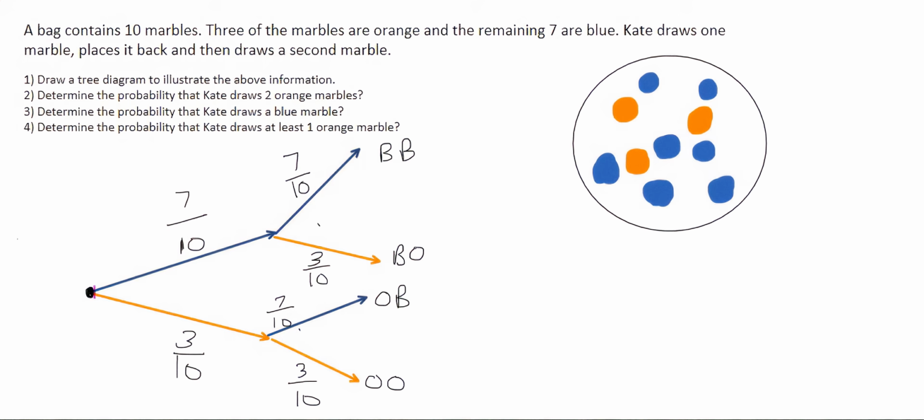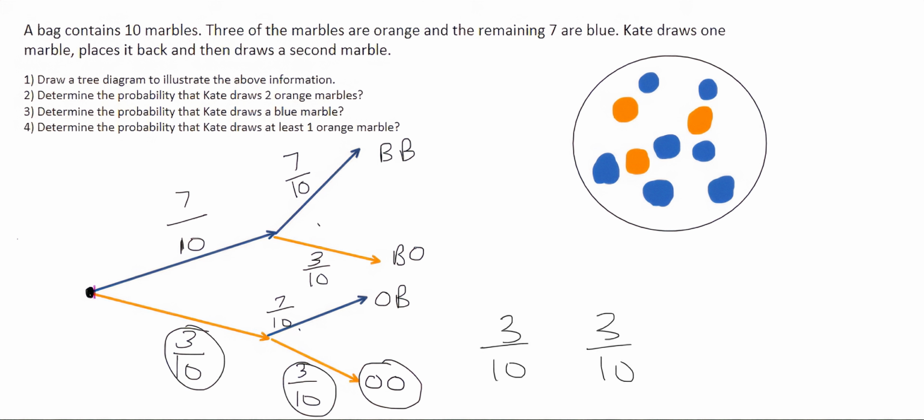So now the next question says, determine the probability that Kate draws 2 orange marbles. Okay, so her first one is 3 out of 10, and the next one is 3 out of 10. So, what would go in between that? Would you say or, or would it be and? Does she draw an orange or another orange, or does she draw an orange and another orange? Well, she draws an orange and another orange, and so we're going to multiply over here. If it was or, then we would use the or formula. Remember, we looked at this in one of our previous videos, that if it says and, you have to multiply. If it's or, you add.